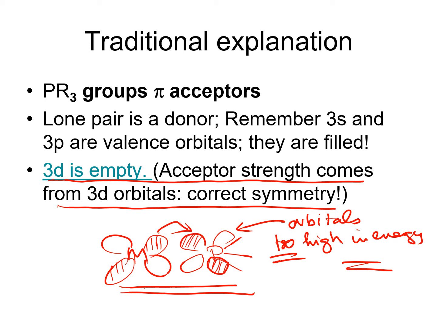So if they're too high in energy, the gap between the metal donor orbital and the phosphorus acceptor orbital is very large, and so the interaction is going to be a poor interaction. From perturbation theory, we can say that this interaction is going to be insignificant and not contribute to the stabilization of the metal T2G set of orbitals in an octahedral symmetry.